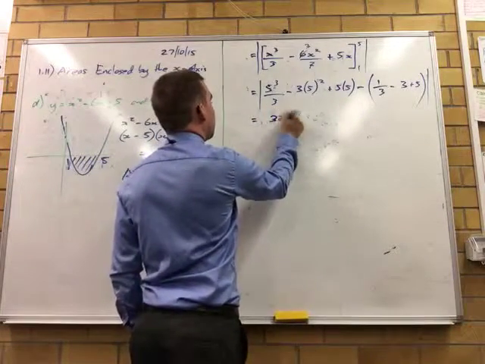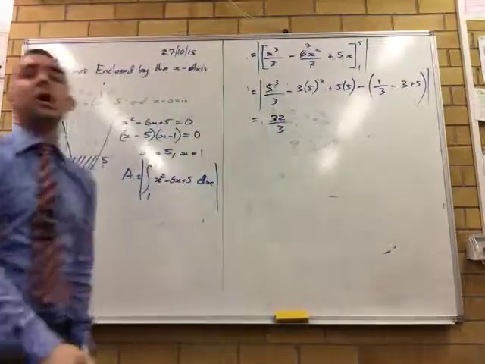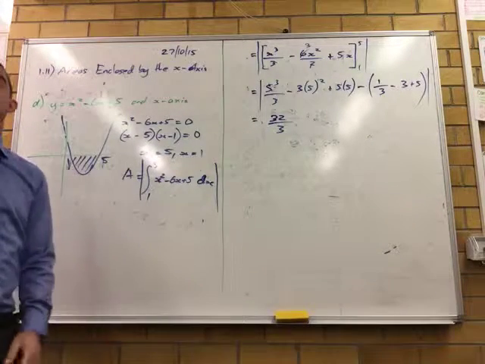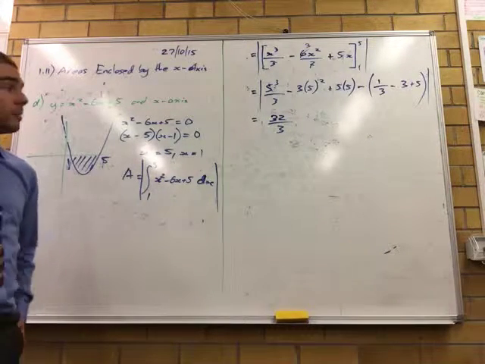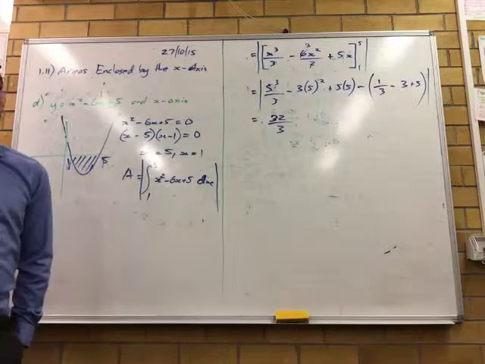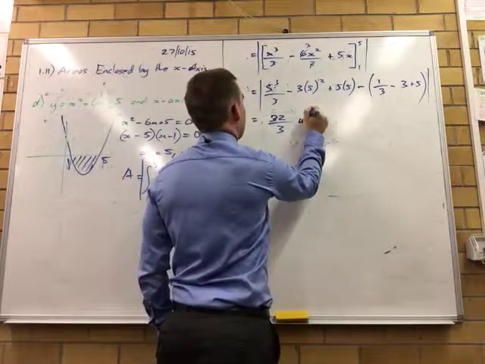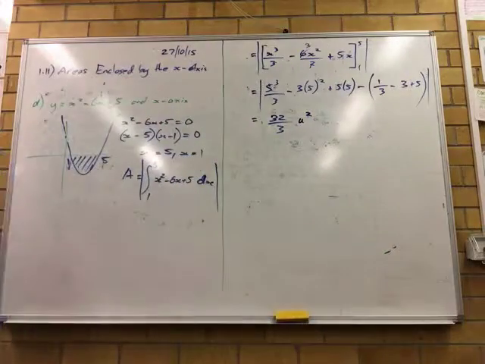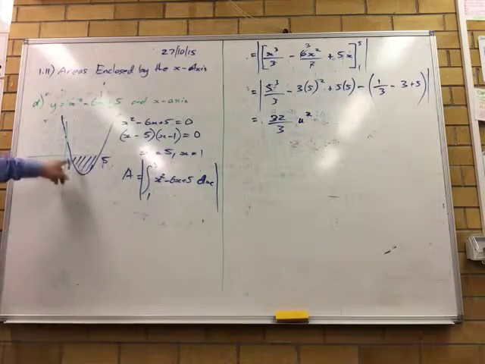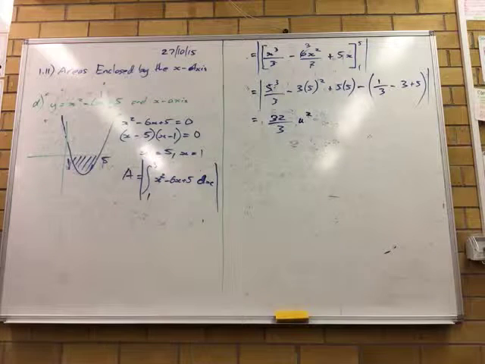Okay, 32 over 3. The calculator said negative 32 over 3. So again we need to take the absolute value, which is 32 over 3 units squared. And that is the exact area between the curve and the x-axis.